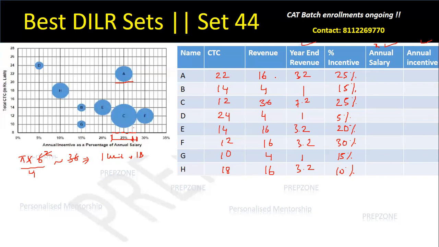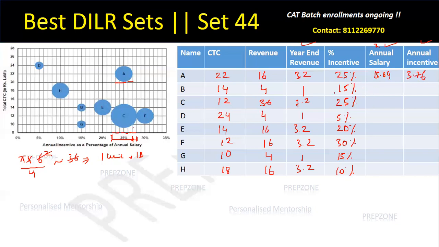1.25x is equivalent to 18.8, right? 22 minus 3.2 is 18.8, which means x will be 15.04, and this will be 25% of this. So this has to be 3.76.